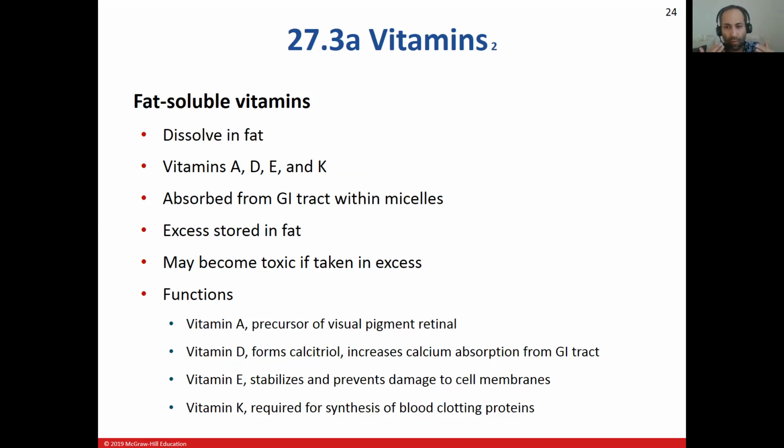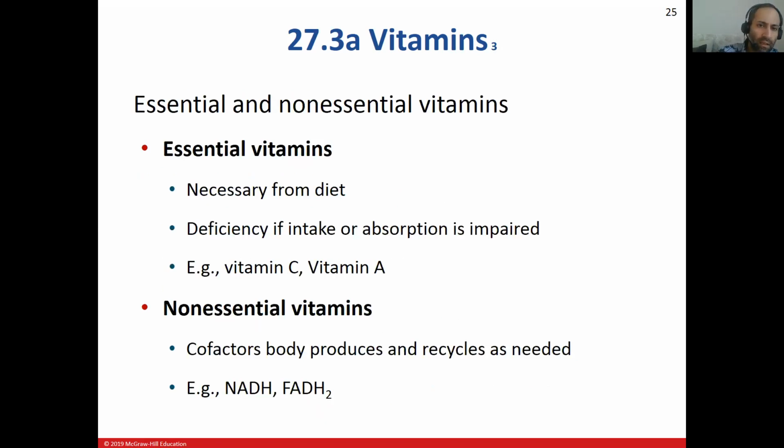Well, vitamin A for your visual pigment retinal. It's good for your vision. Vitamin D for calcium absorption from your GI tract for healthy bones and teeth. Vitamin E for your cell membrane stability. Vitamin K for blood clotting. Those are the functions. So essential vitamins are vitamin A and C. They have to be taken in from your diet.